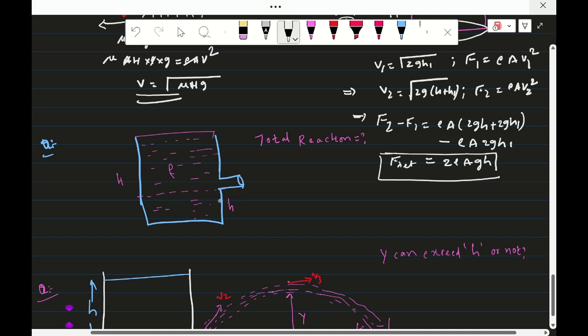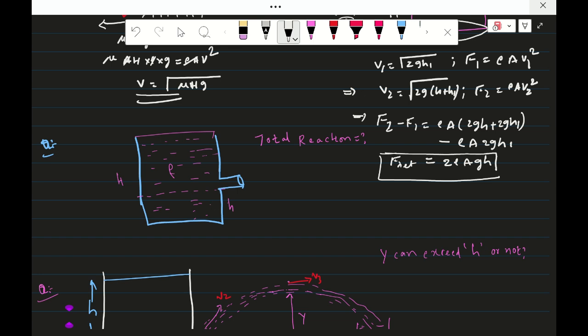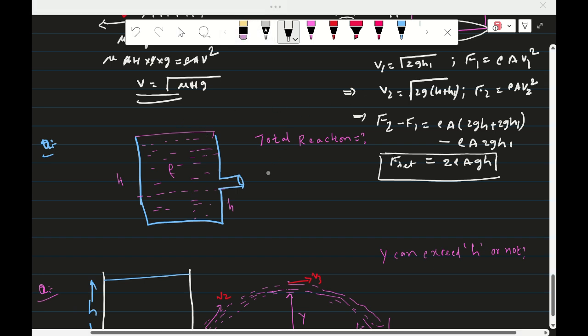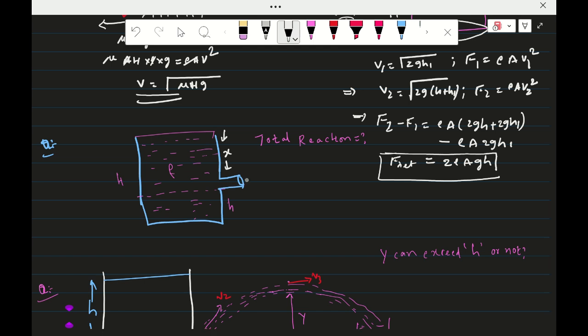So here the total reaction force, same formula, but here the condition is the density is... In the above two diagrams, the area of cross section is defined. But for example, here at a distance x from the surface below, there is a small slit that is equal to dx. A small slit, a small hole of size dx will be there.